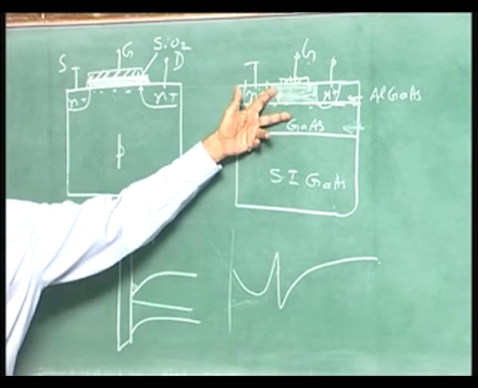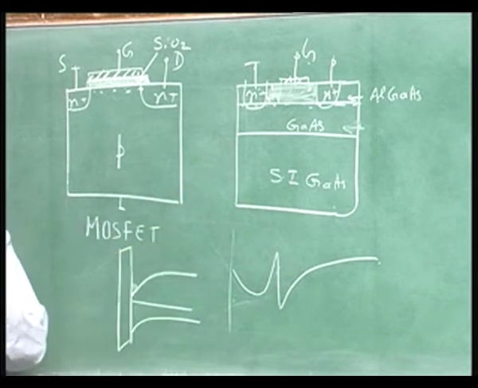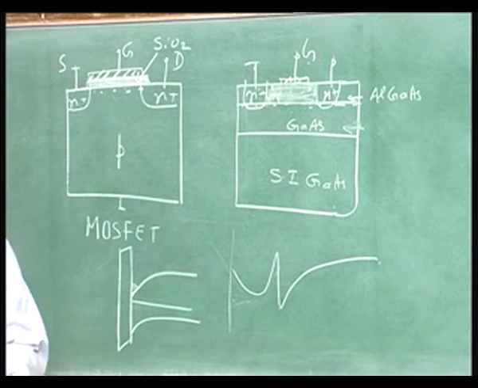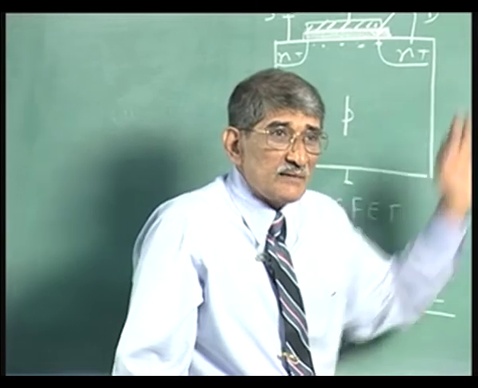Better coupling here means you can have better current, better transconductance. For a given delta V, delta Q will be more because capacitance is large. If delta Q is more, transconductance will be more. Delta Q by delta T is a current. If delta Q by delta T is large, current is large, or gm is large. So, this device will have better transconductance compared to that.